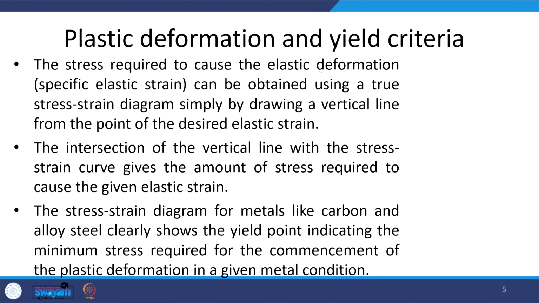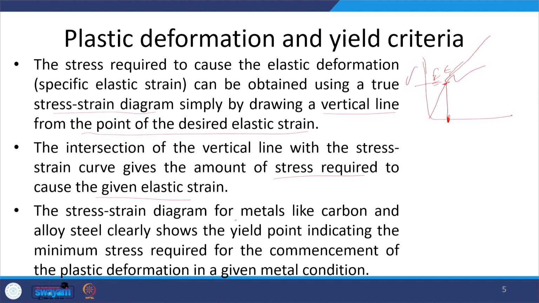So, the plastic deformation and the yield criteria. The stress required to cause a specific elastic strain can directly be obtained by using the true stress strain diagram, simply by drawing a vertical line from the point of the desired elastic strain. It is like this. So, if this is the elastic strain, we can draw a vertical line and multiply this strain with the modulus of elasticity to get the stress required. Okay. So, in case of the true stress, this curve will continue to go like this. Now, the intersection of the vertical line with the stress strain curve gives the amount of stress required to cause the given elastic strain.